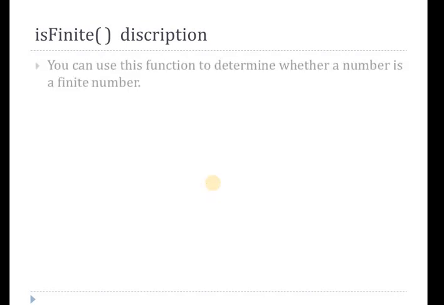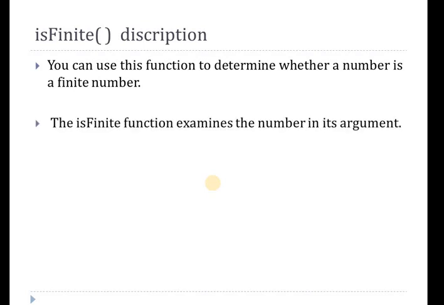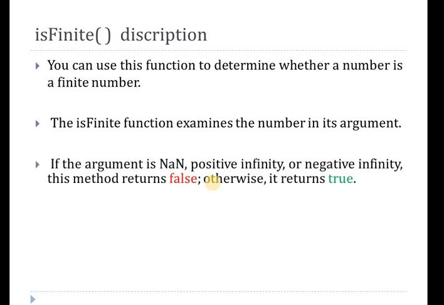Now let's see the description of this function. You can use this function to determine whether a number is a finite number or not. This function examines the number in its argument. If the argument is not a number, or positive infinity, or negative infinity, this method returns false. Otherwise it will return true, if the number is in a finite state: it is not infinity, not NaN, and not undefined. Now let's see an example of this.